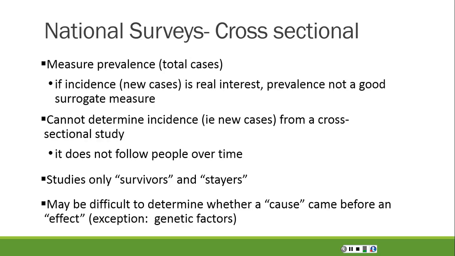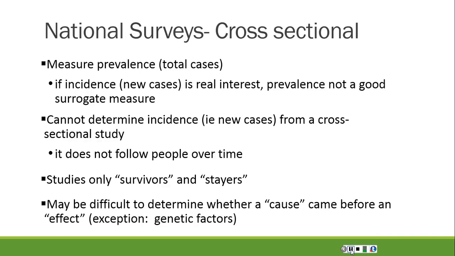You may become familiar with some of the national surveys in advanced study design and other courses in our program. When interpreting cross-sectional studies, one must keep in mind a number of considerations. First, these studies provide data on prevalence, not incidence. If incidence is our real interest, as it generally is for etiologic research, prevalence may not be a good surrogate.